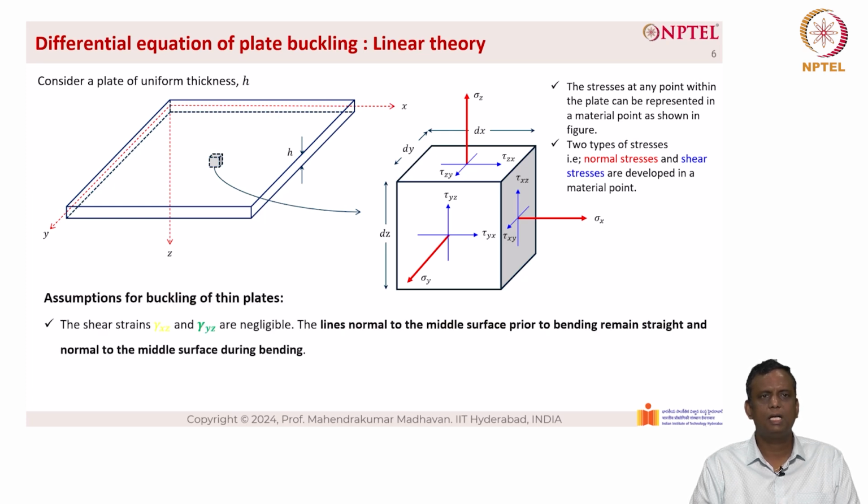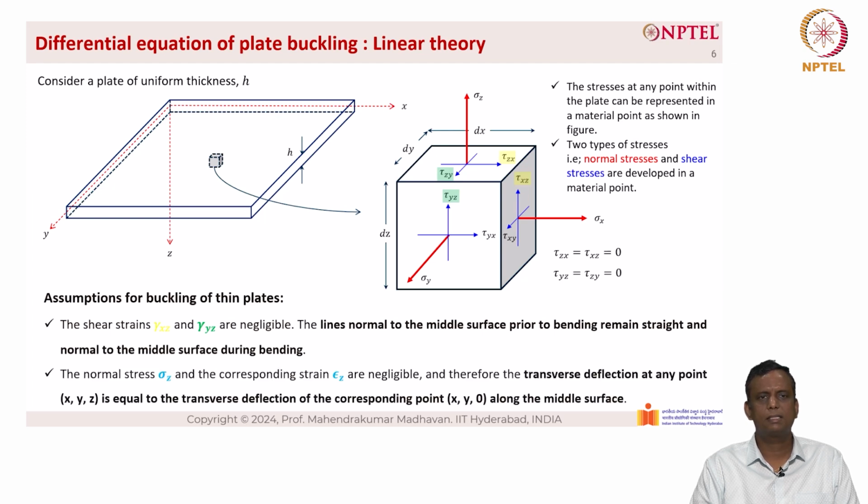The shear strains gamma xz and gamma yz are negligible. The lines normal to the middle surface prior to bending remain straight and normal to the middle surface during bending, which can be seen here as tau zx equal to tau xz equal to 0. Similarly, tau yz equal to tau zy is equal to 0.